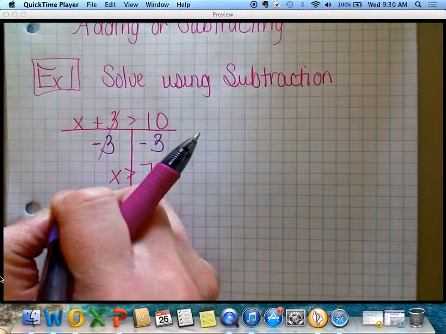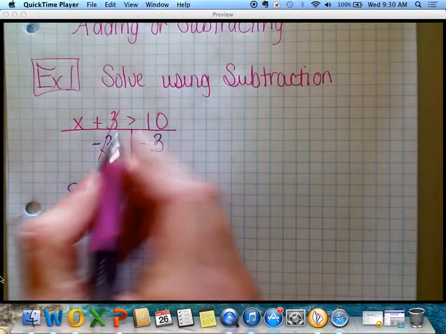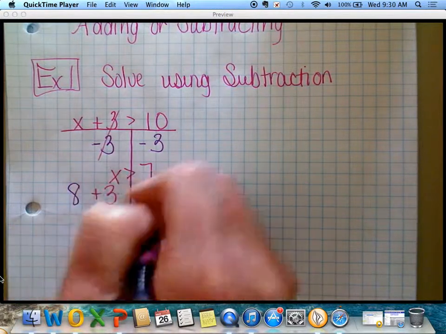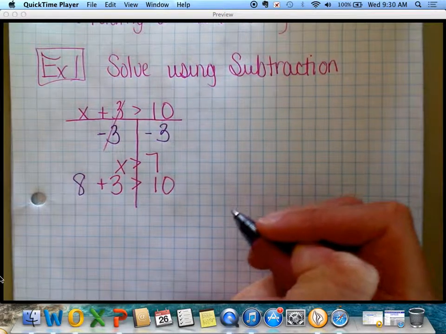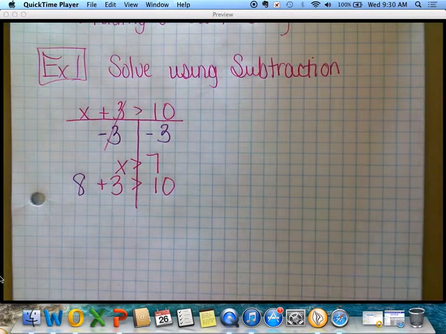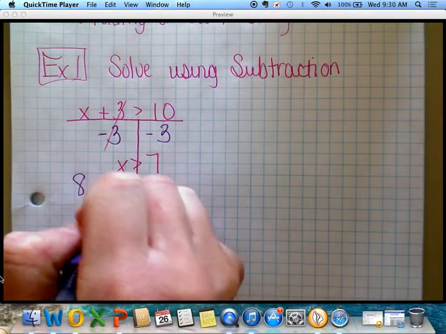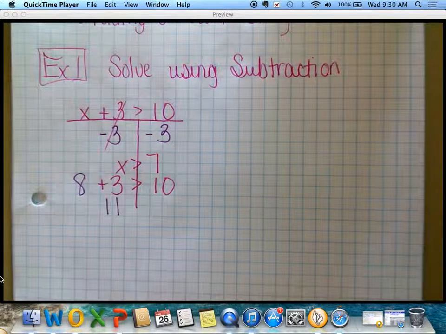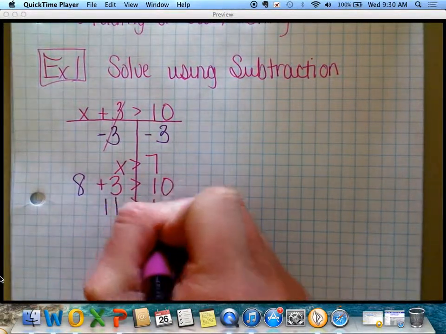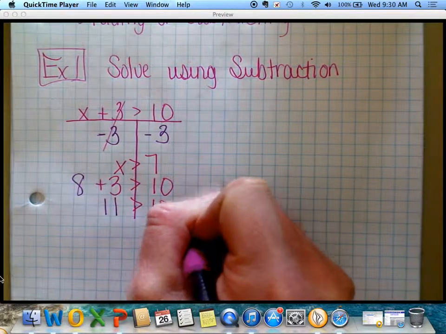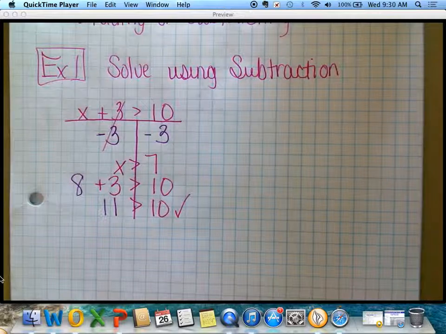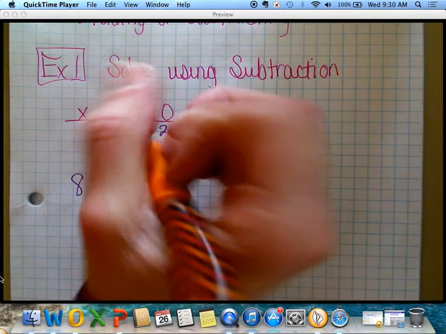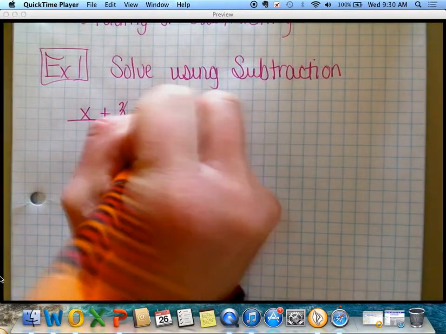So 8 plus 3 is greater than 10. What is 8 plus 3? 11. And 11 is greater than 10. So therefore, this checks. Now what is my solution line? Is my solution line 11 is greater than 10 or x is greater than 7? X is greater than 7 is my solution line.